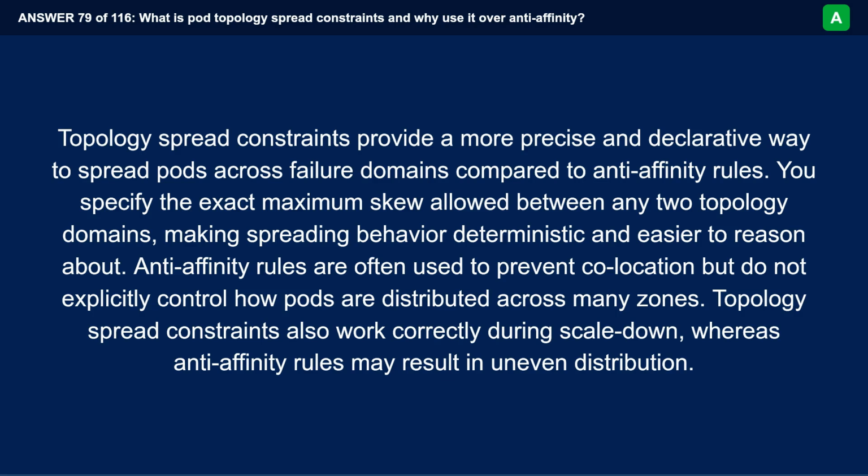Topology spread constraints provide a more precise and declarative way to spread pods across failure domains compared to anti-affinity rules. You specify the exact maximum skew allowed between any two topology domains, making spreading behavior deterministic and easier to reason about. Anti-affinity rules are often used to prevent co-location, but do not explicitly control how pods are distributed across many zones. Topology spread constraints also work correctly during scale-down, whereas anti-affinity rules may result in uneven distribution.